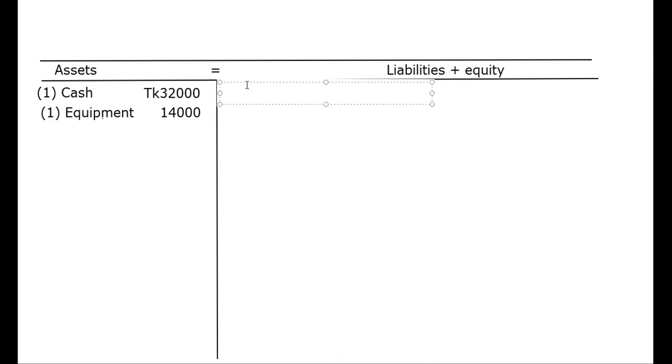So from number one transaction, we also increase owner's equity. That should be 46,000. That means we are writing in double entry form. Cash and equipment are written on one side and on the other side owner's equity is also mentioned here as 46,000. That means 32,000 plus 14,000 is 46,000.